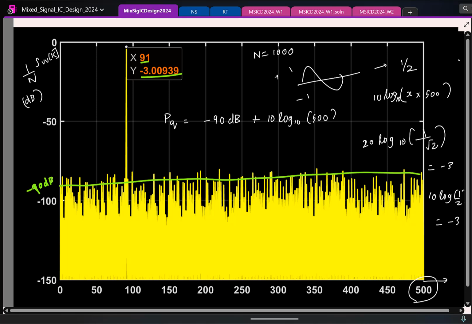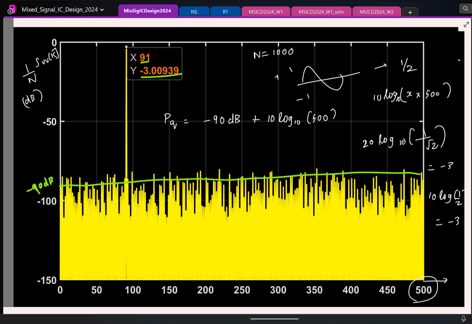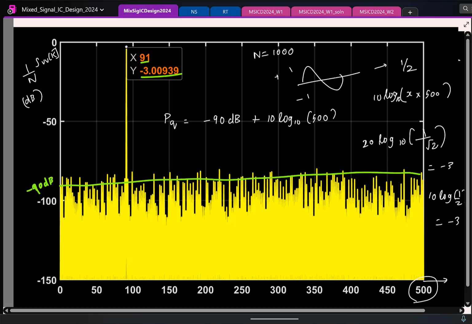Okay, fine. So tell me now what is 10 log 10 of 500? 57. 10 log 1000 minus 10 log 2. This is 1000 by 2, so that is 60 minus 3. So this is basically minus 90 plus 57.